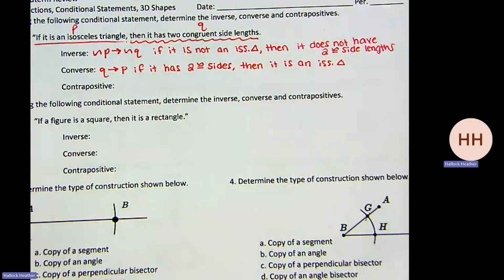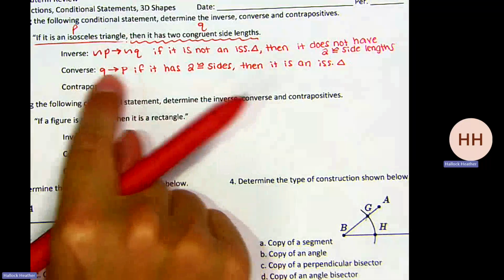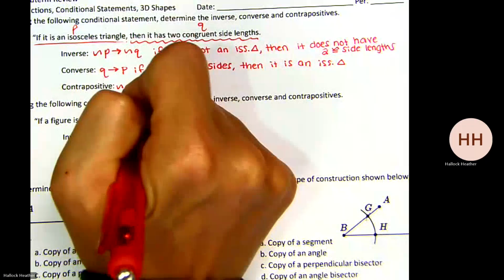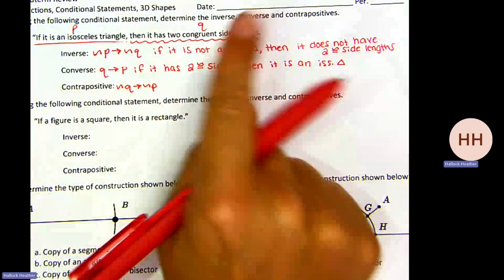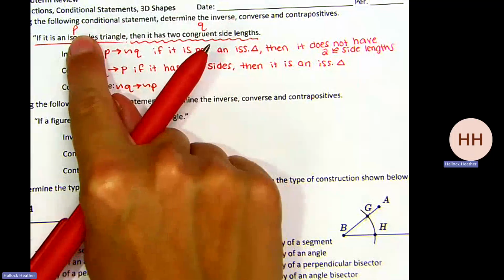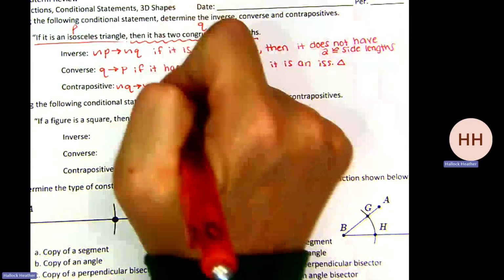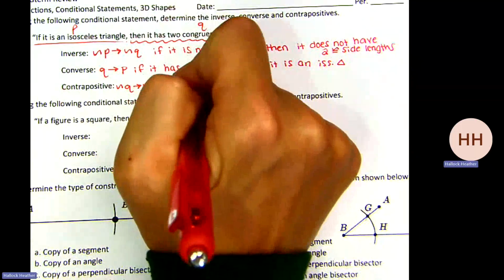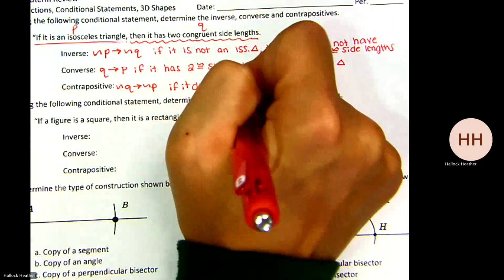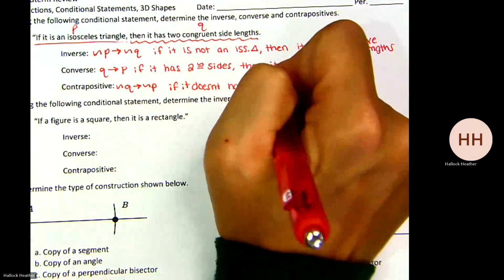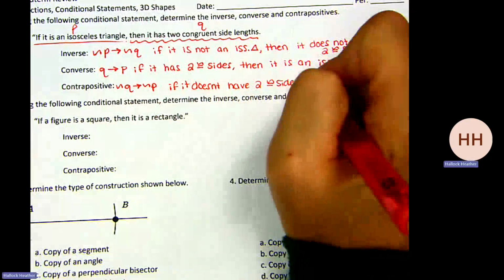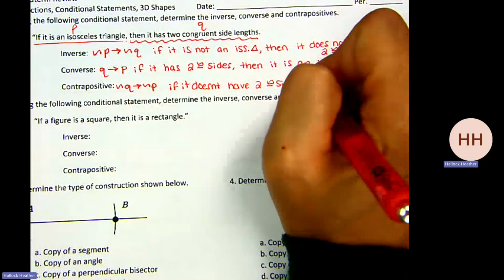The contrapositive is not only flipping the statement, but also negating the statement. So I'm looking at my original, I'm making this part negative, and I'm putting it in the back. I'm making this part negative, and I'm putting that part in the front. So if it doesn't have two congruent sides, then it is not an isosceles triangle.